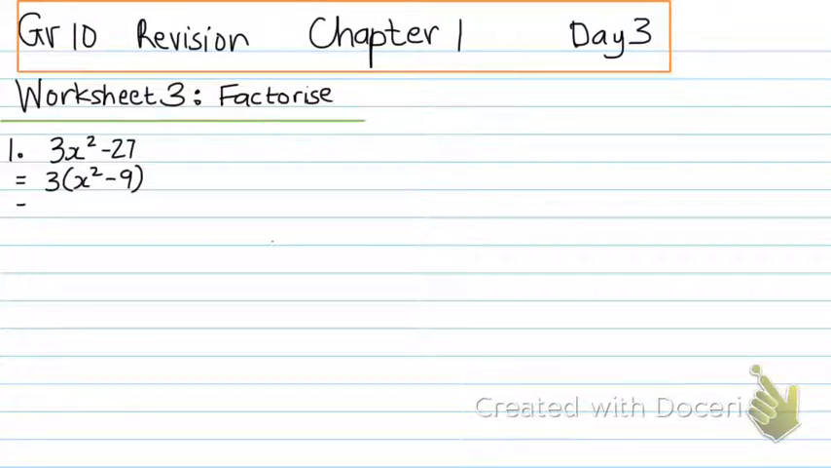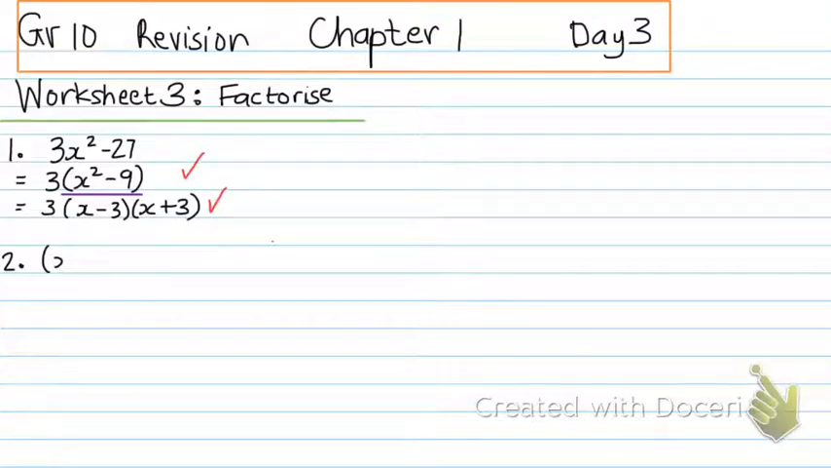So when I divide the first term with 3, I get x squared, and negative 27 divided by 3 is negative 9. Now, the 3 stays right there, but this part in brackets is the difference of two squares. So it can factorize again. 3(x minus 3)(x plus 3). That's your 2 marks that you'll get there.